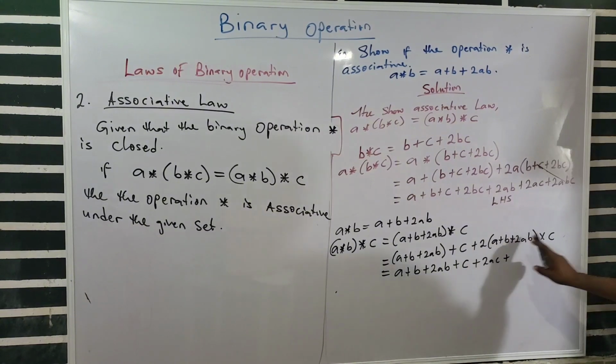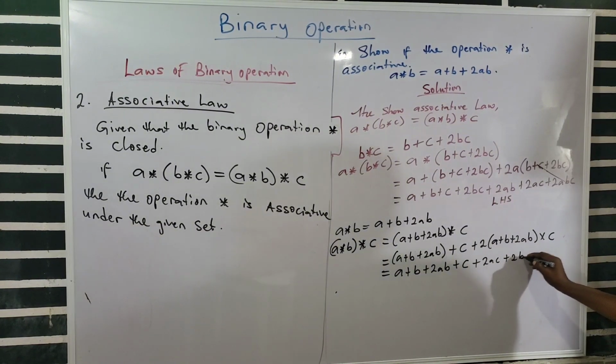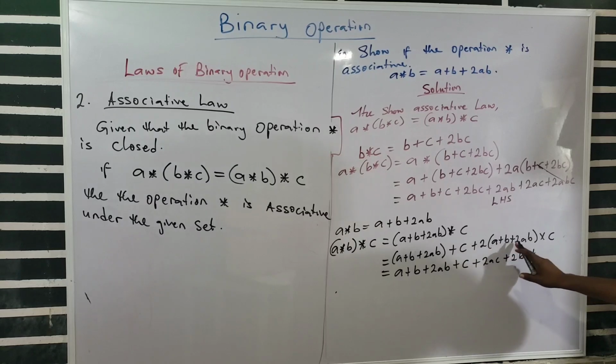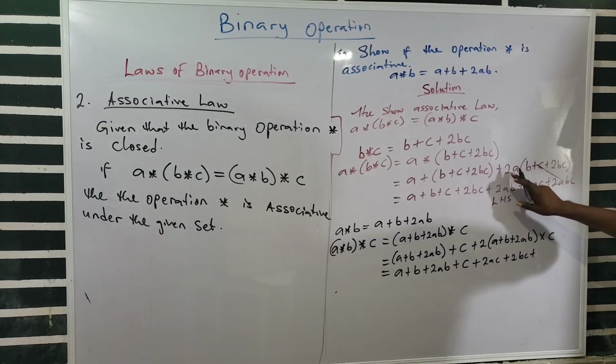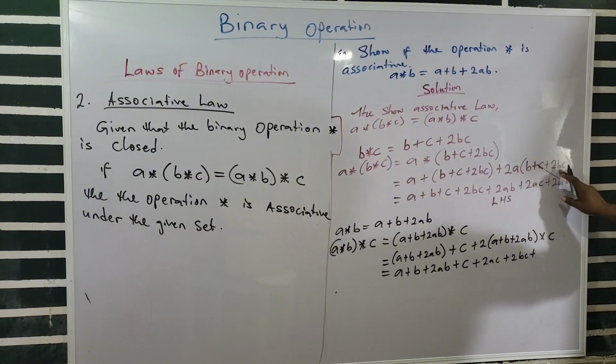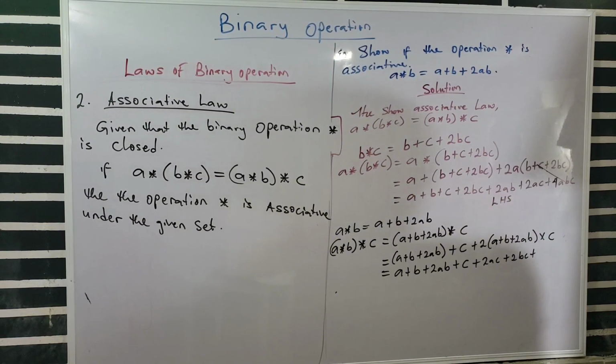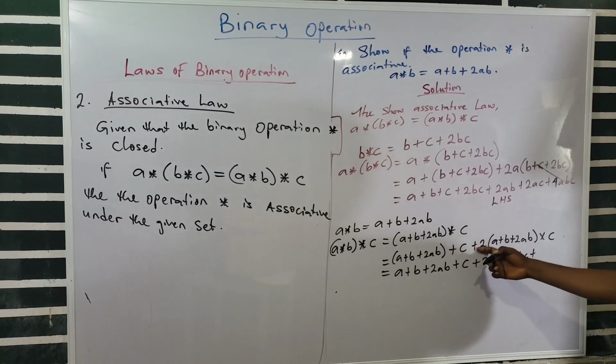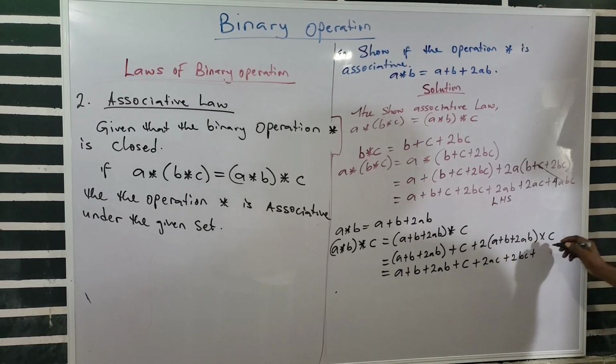plus 2BC plus 2. This one here, 2AB times 2C is supposed to give us 4ABC. So doing that also here, 2 times this will give us 4 times C will give us 4ABC. So let us rearrange it and see.